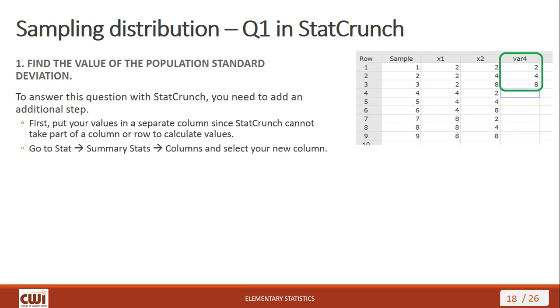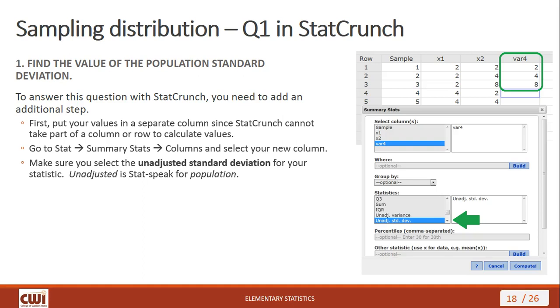Once we have that done, we go to Stat, Summary Stats, Columns, and we select the new column in which we put in the values for our population. Now, make sure that when you're in the options window, you select your data, and then you scroll down to almost the bottom of the list and select Unadjusted Standard Deviation. Unadjusted is stat speak for population. Because we want the population standard deviation, and notice that's what was asked for in the problem statement, we need to use this separate function down towards the bottom of the list in order to get the right value out.